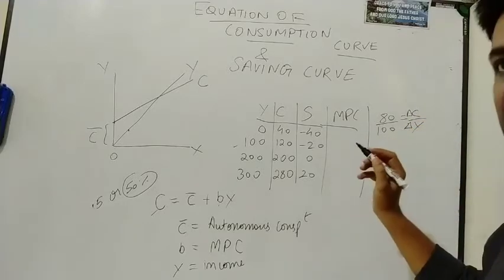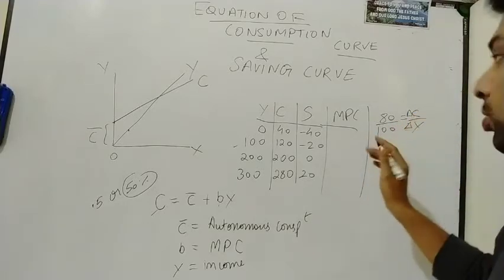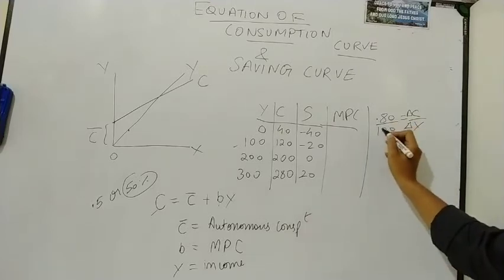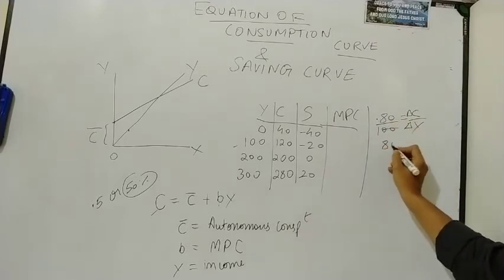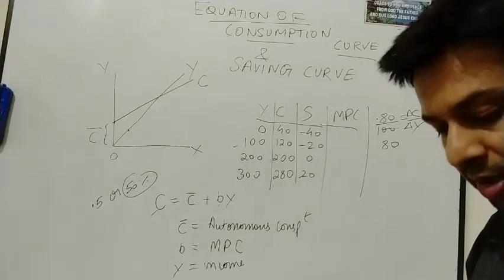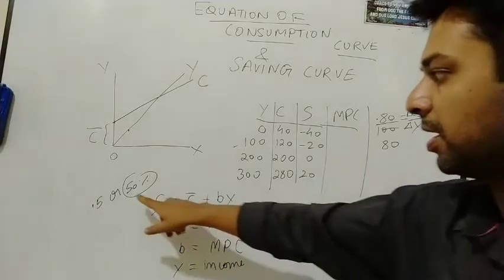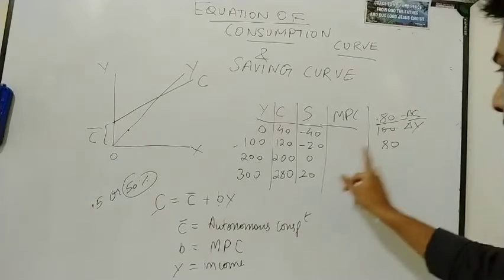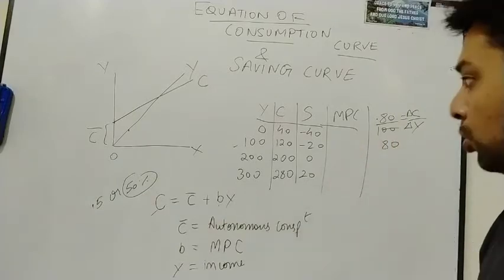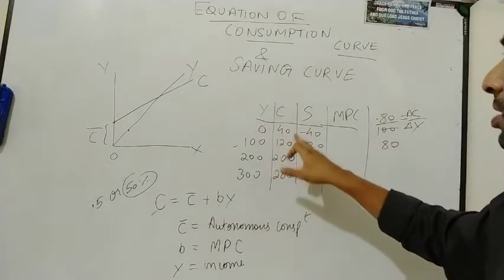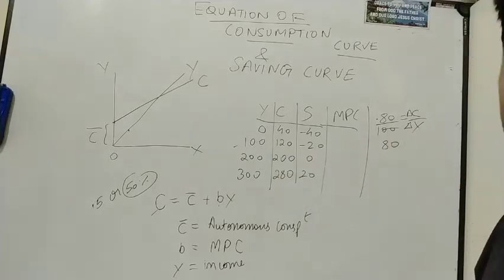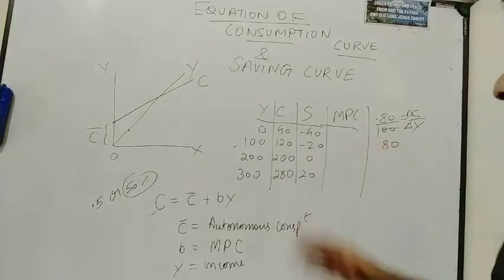Sorry, this is change in C and change in Y, so MPC is delta C upon delta Y. If you put the decimal over here and cancel this 0, it will be 0.8 or 0.80. What does it mean? 0.8 means 80%, just like I said 0.5 is 50%. So of this 100, how much is going into consumption? It is 80. So this is your MPC here.